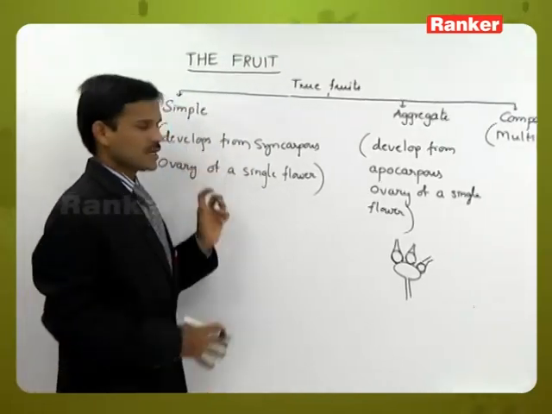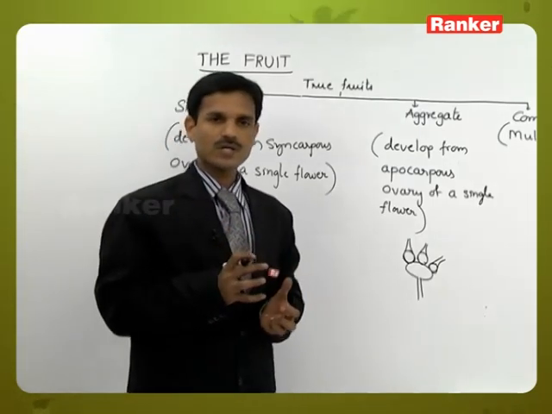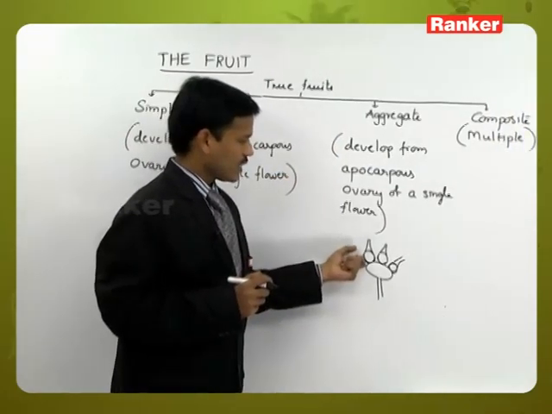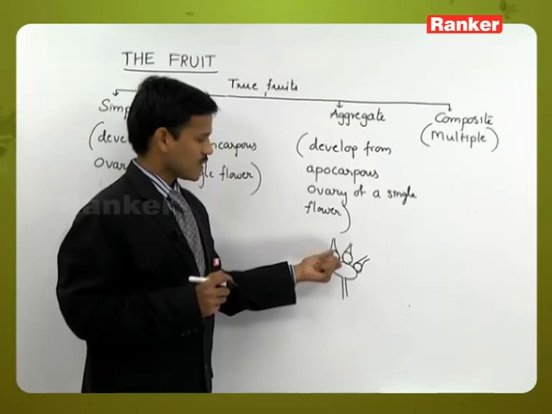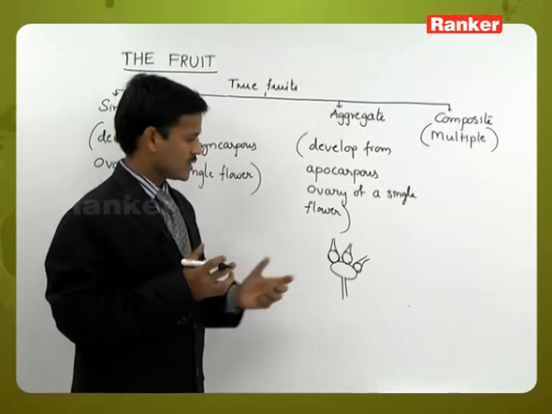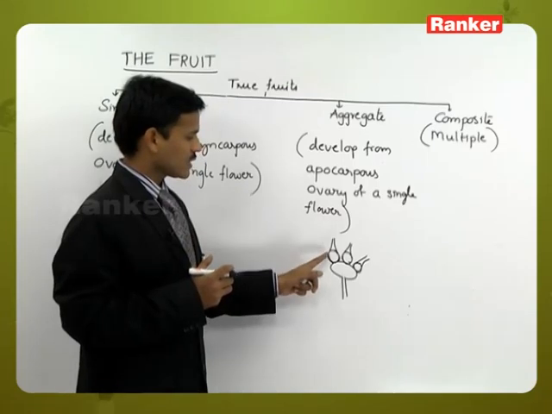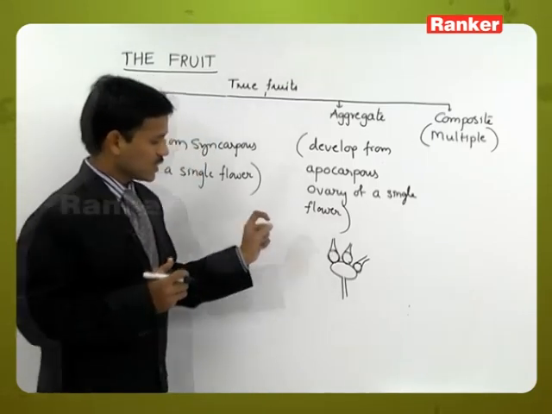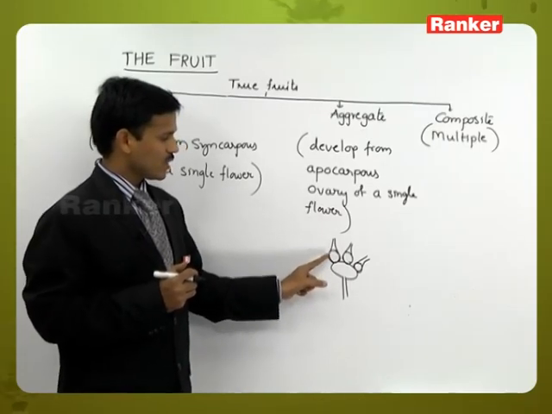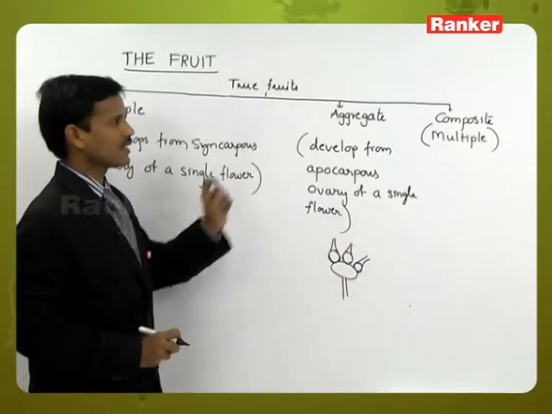Simple fruits develop from the syncarpous ovary of a single flower. All the carpels are fused, forming a single fruit. But in aggregate fruits, each and every carpel develops into small fruitlets. All these fruitlets are present together, but not fused. So they are aggregated, like in custard apple. You know custard apple, here the single one-seeded fruits are present, small fruitlets. They develop from one ovary. So a number of small fruitlets are aggregated in the aggregate fruits.